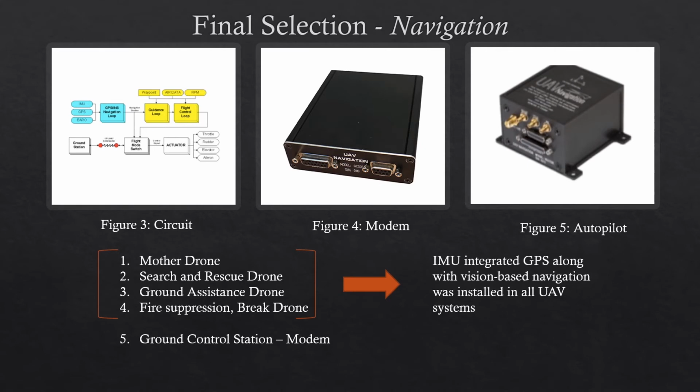The final selection for navigation was the flight control unit, or the autopilot, and the modem from UAV Navigation. All the UAVs are equipped with the same autopilot, whereas the modem is set up in the ground control station. Figure 3 shows a navigational circuit which includes GPS as well as an IMU.